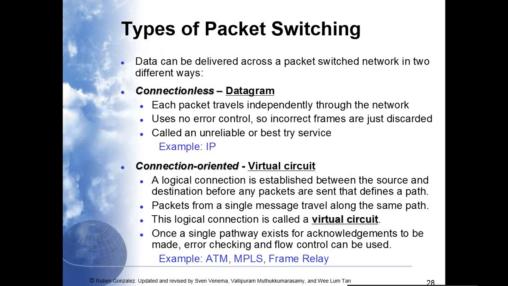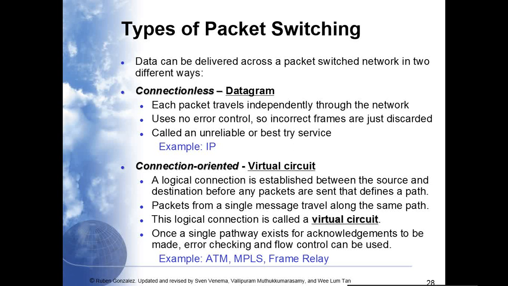Different kinds of packet switching. Data can be delivered across a packet switched network in 2 different ways: connectionless, the datagram model, or connection-oriented, the virtual circuit model. Each packet in the connectionless datagram model travels independently through the network. There's no error control, so if you have a problem with one of the frames, it's just discarded. It's called an unreliable or a best try service. This is the IP model. Remember we said it tries, but it doesn't guarantee anything.